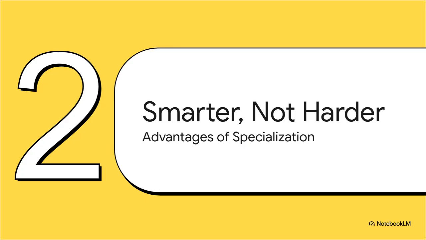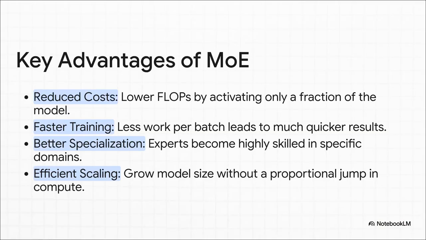And this whole smarter, not harder way of doing things leads to some pretty incredible advantages. So let's break down what you actually get from this approach. Okay, the biggest win here is efficiency. You're only using a tiny fraction of the model, so you just slash your compute costs. We're talking fewer FLOPs. That's just a fancy term for how much number crunching the computer has to do. Naturally, less work means you can train these models faster and get answers from them faster.